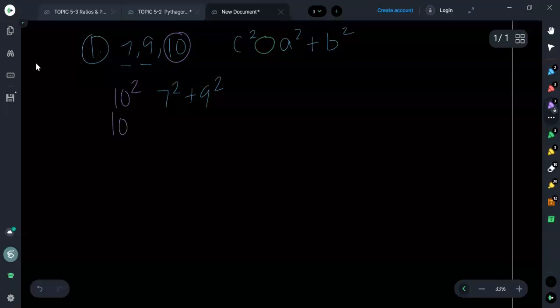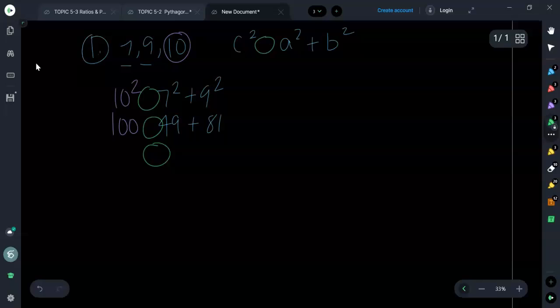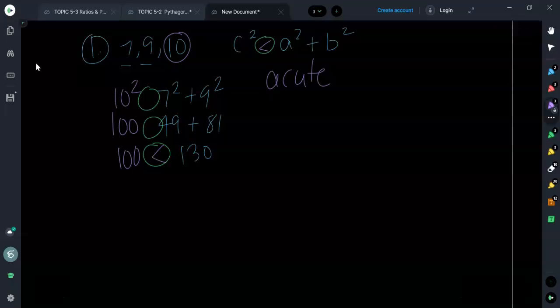10 squared is 100. 7 squared is 49. 9 squared is 81. And again, I've got my little green circles here. I'm going to compare these. I have that circle open because I don't know what it's going to look like. C squared is 100. And over here, I have 130. So what do you notice? C squared is smaller than a squared plus b squared. That means this is an acute triangle. Okay, so let's do another example.